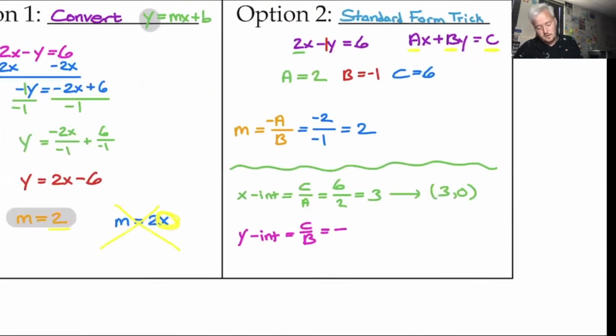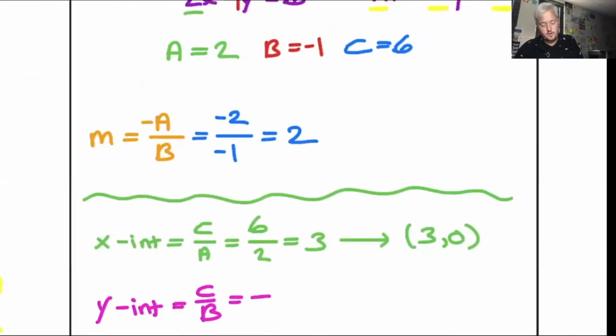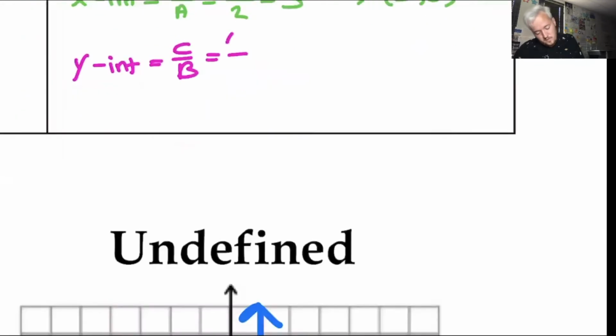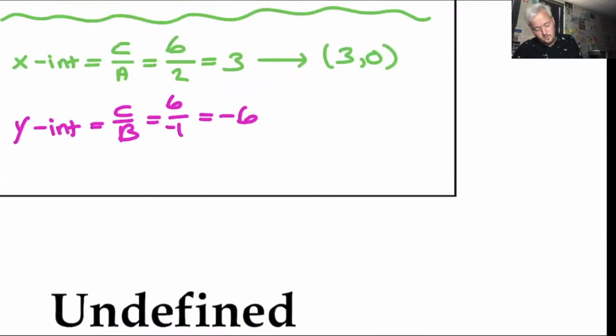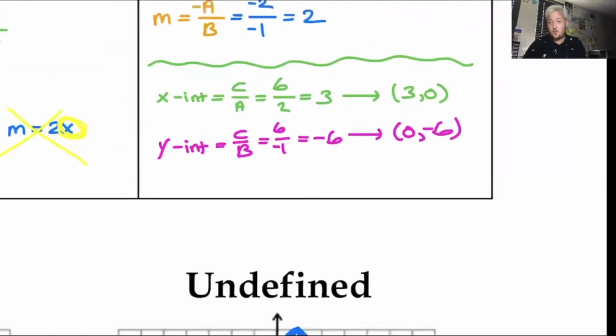So in this case, I want 6 over -1. So that simplifies to -6, which as a coordinate would then be 0, -6. So please be very careful how you write your intercepts as coordinates, because you don't want to get your x-intercept and then write it as a y-intercept, and vice versa.